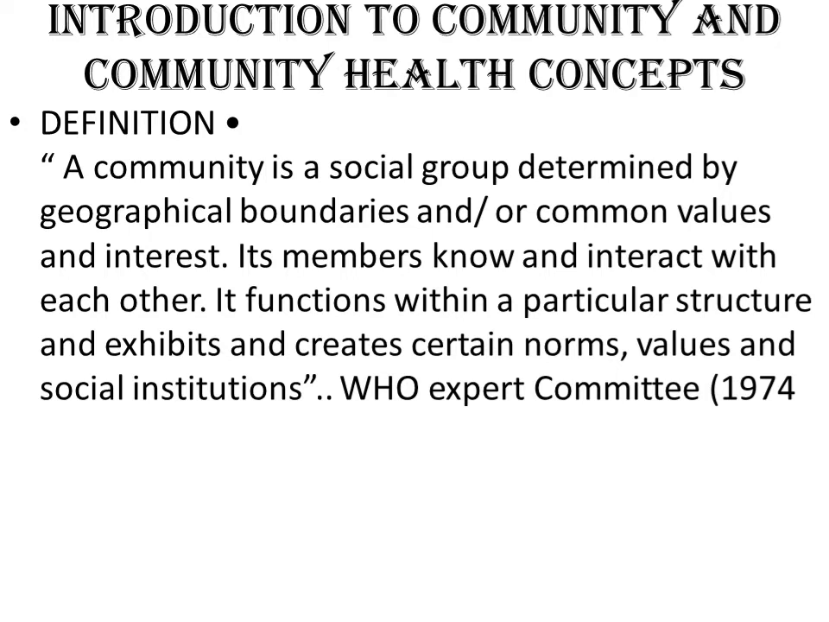Norms, you know, there are various rules and regulations in the community setting. There are various values people adopt in their lives. That is, they follow certain principles, they follow ethics, they follow morals and personal values. They have work values, character value, etc. Then you have various social institutions in a community. What are the various social institutions in a community? You have political institution, educational institution, family, and also religious institutions. So this is the definition by WHO expert committee in the year 1974.